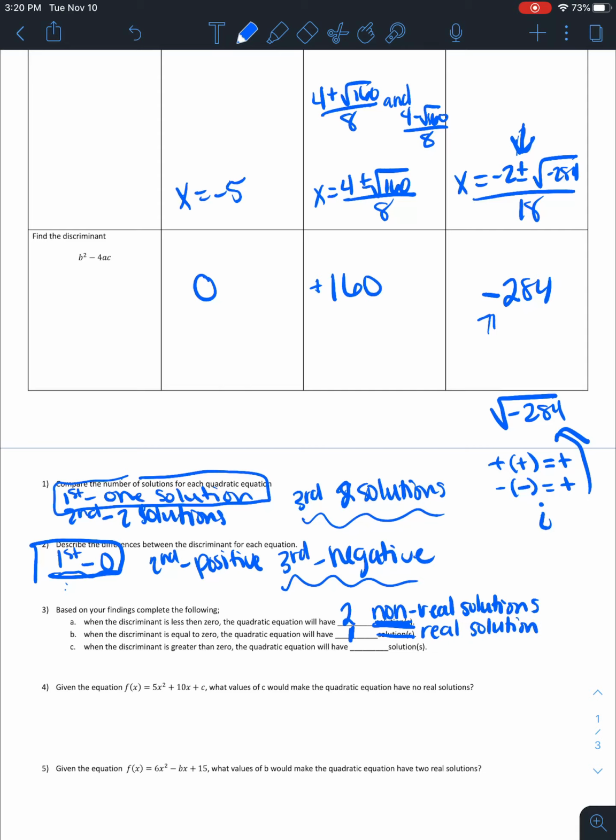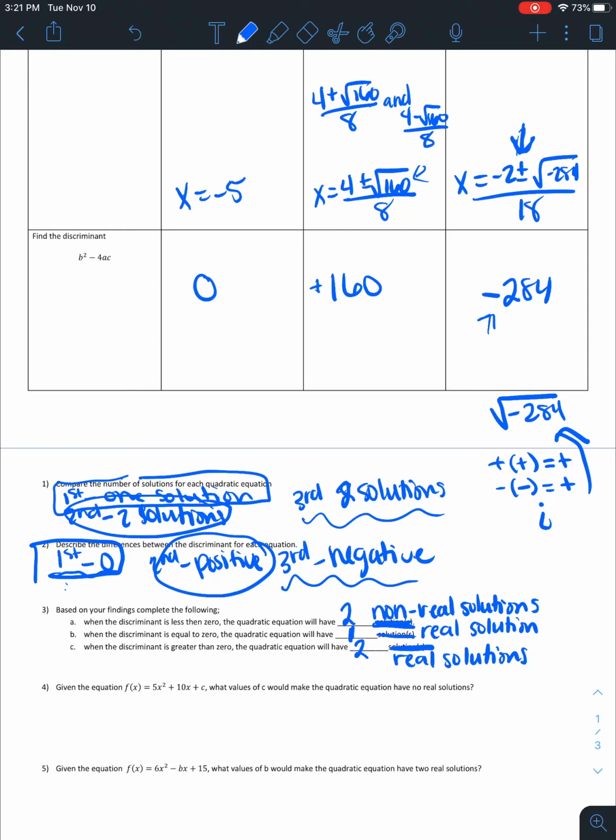Okay. Then we had when the discriminant was greater than 0, which means it's positive. And here we had two solutions, and that's a positive number underneath our square root. We can take the square root of that. It may not be a pretty number, but we could take it. And so again, we have two real solutions. We can think about these numbers, okay?